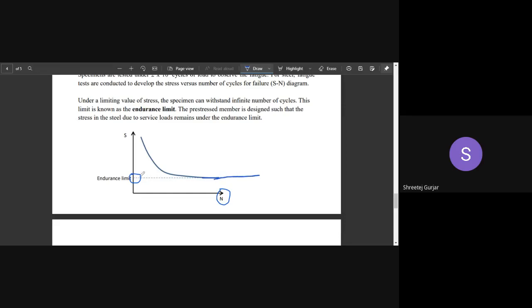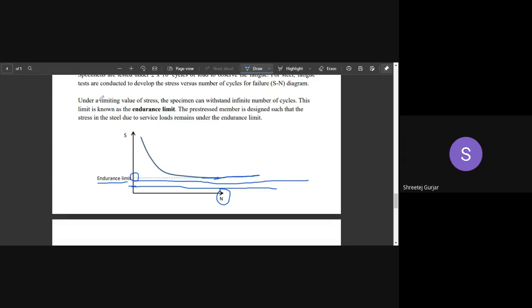Okay, so beyond this stress level, what happens is the member will never fail, because it will never cut your curve, it will just go straight, right? Beyond this stress value, if you put your member beyond this stress value, it will never fail. So this limit of stress, we call it the endurance limit.